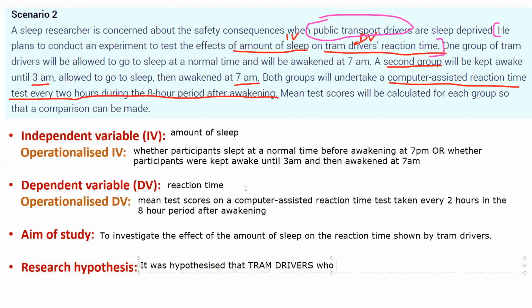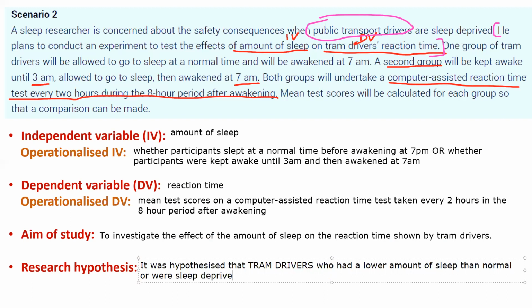Sometimes they do that in scenarios to kind of confuse you. So I can see how that could be confusing. Always look at who the actual people are that make up the experimental group and the control group, and you'll know that that is the broader population as well. So it was hypothesized that tram drivers who had a lower amount of sleep than normal. The scenario uses the term sleep deprived, so we'll add that in as well.